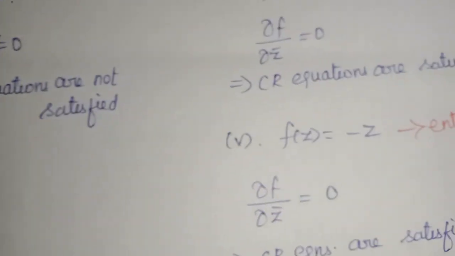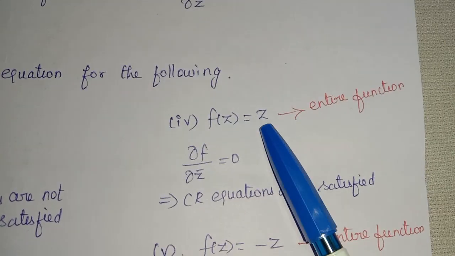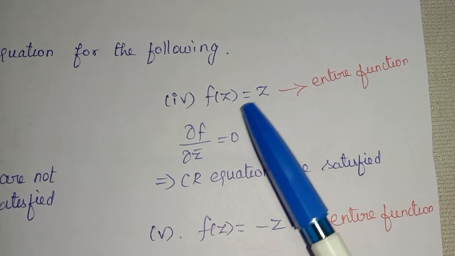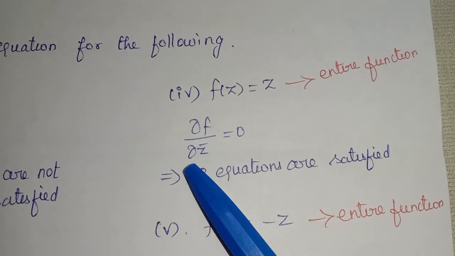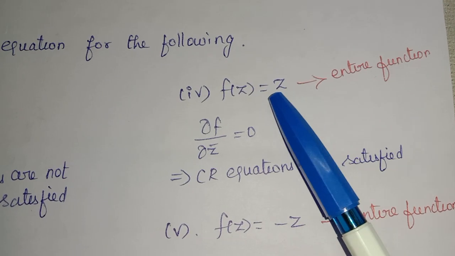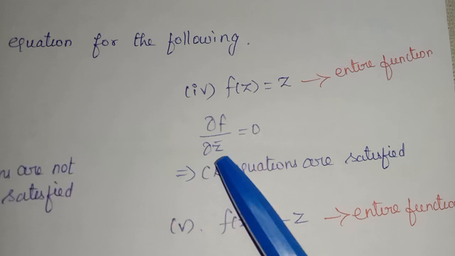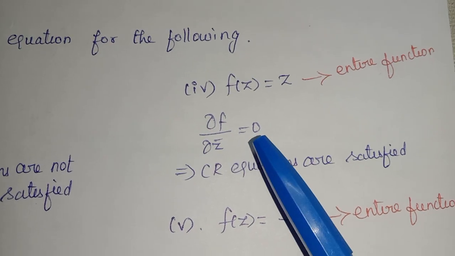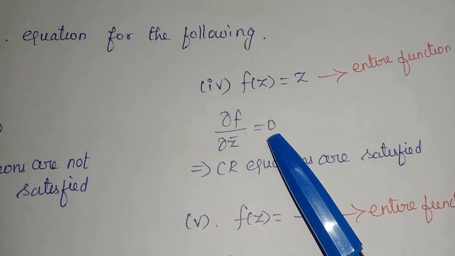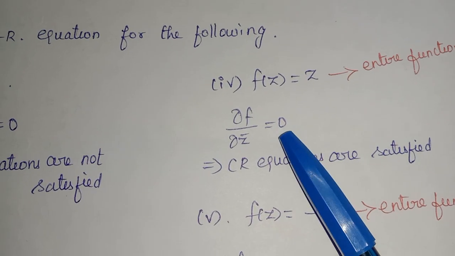Okay. Next one. Next problem is f of z is equal to z. See, f of z equal to z. So I am going to make use of the same equation. I am going to check what is the value of dou f by dou z bar. So no z bar term is here, no. So if you differentiate, it will become 0. Right. So 0. So if you get 0, the CR equations are satisfied. CR equations are satisfied means what? It is differentiable. It is differentiable everywhere in the complex plane.